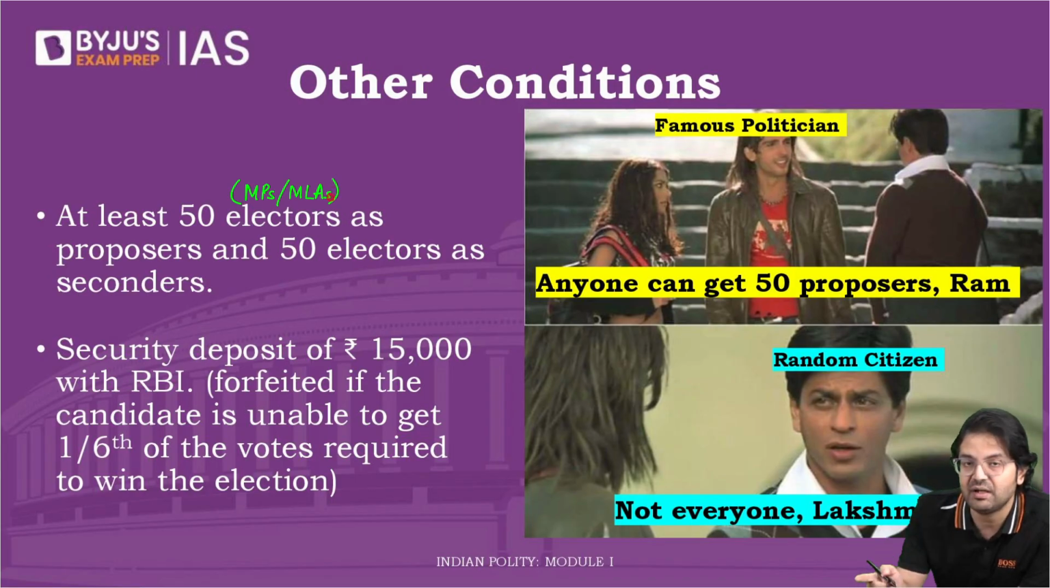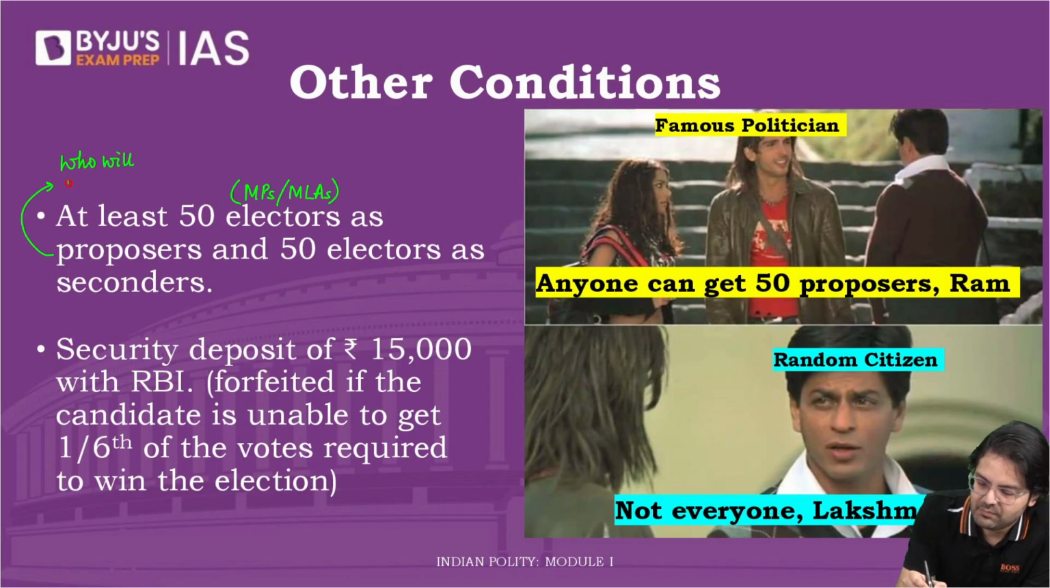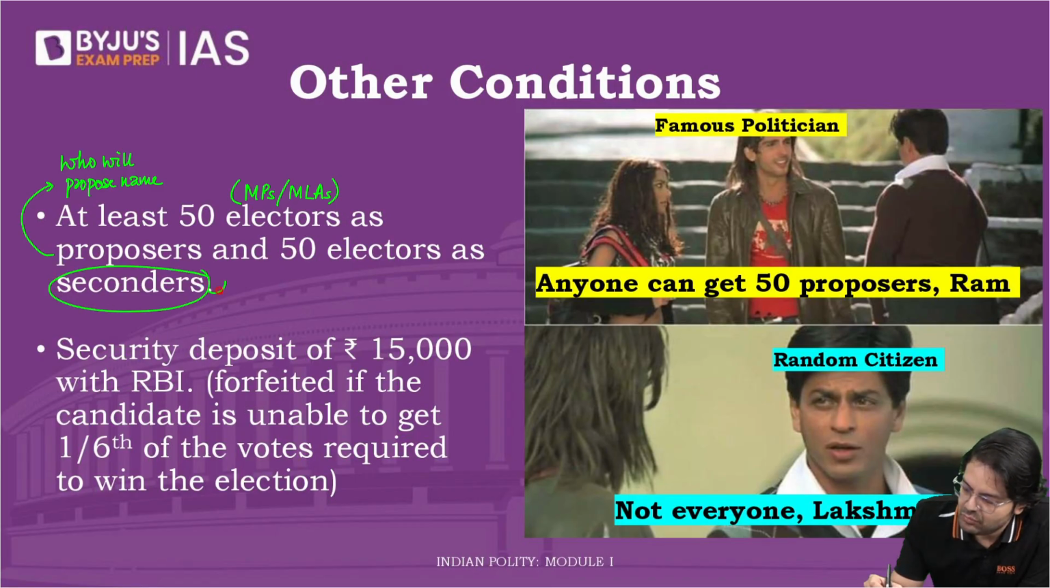Proposers and seconders have to be different electors, and you can be a proposer for only one candidate. You cannot have multiple proposers. Okay. So at least 50 electors as proposers who will propose the name, and 50 electors as seconders who will approve the proposal.